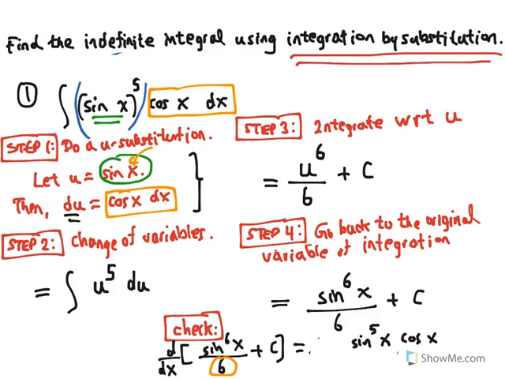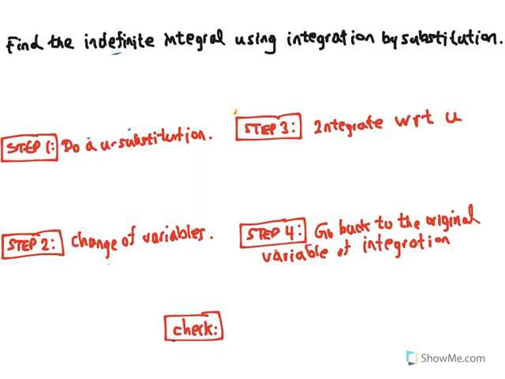So when we do the check, we do in fact see that when we take the derivative of the antiderivative, what we get is the integrand that we had to begin with, telling us that we have found the correct antiderivative. This technique is called integration by substitution, and we'll look at some additional examples.